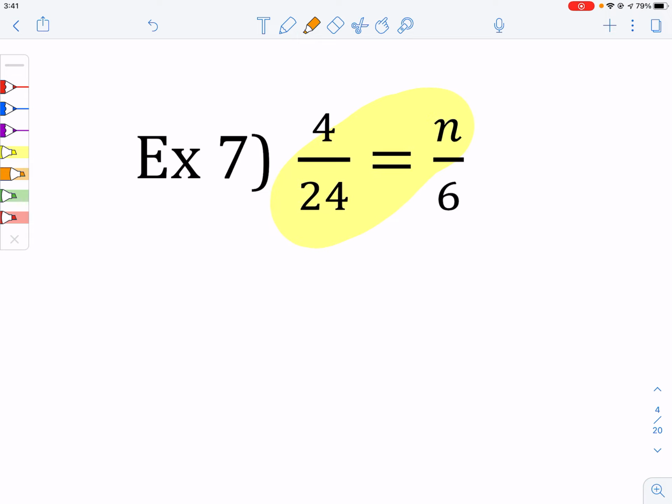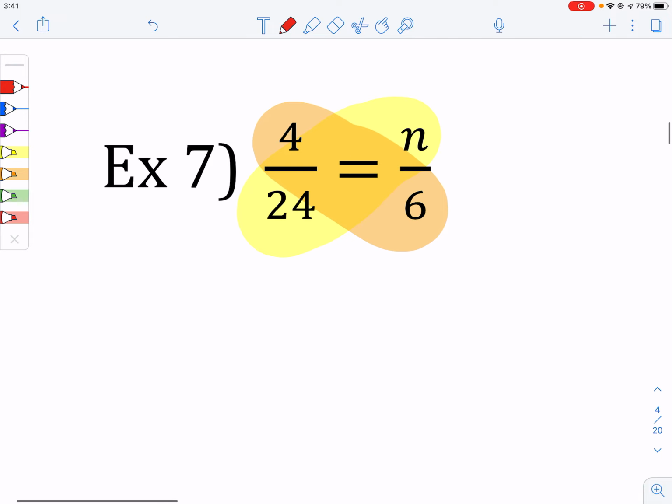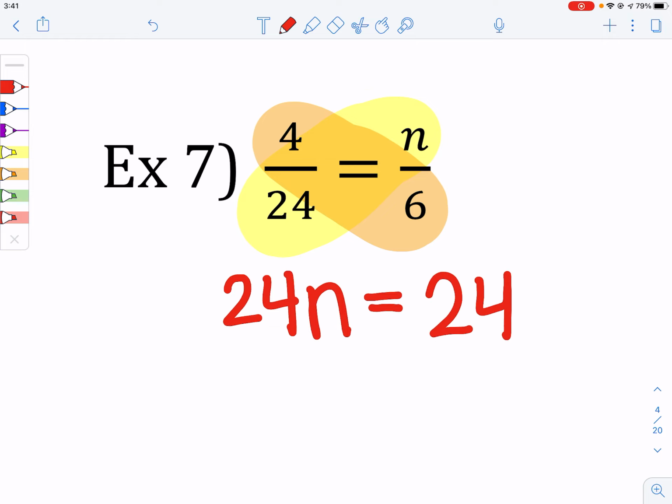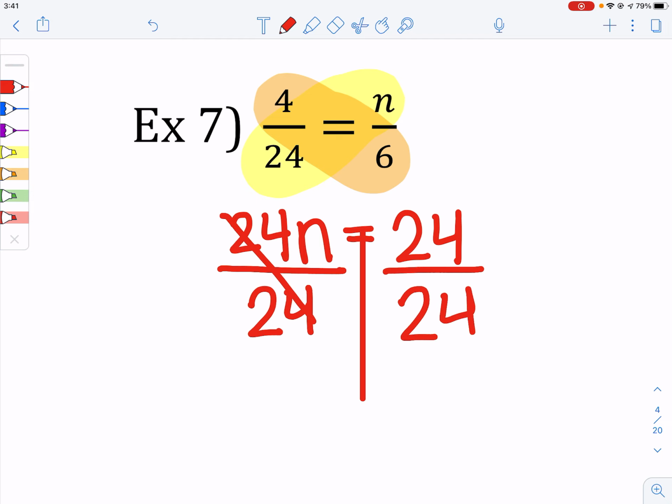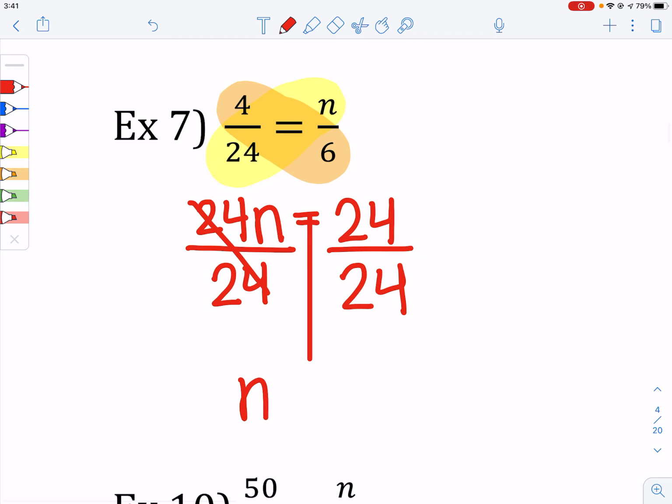Okay, so we have that diagonal, we have this diagonal. I always start with the diagonal that has the letter. So 24 times n is 24n. 4 times 6 is 24. I have to get n all by itself, so I have to divide by 24 on this side. That cancels it out. Divide by 24 here. 24 divided by 24 gives me 1. So I know n equals 1.